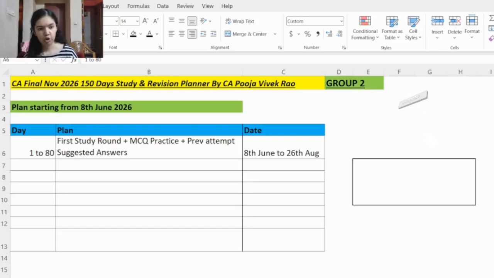And in the first study round, ensure you go through the study material properly. Go through the test your knowledge section also. And also for DT and IDT, go through the section numbers, provisions, etc. And you can prepare separate notes also for this.